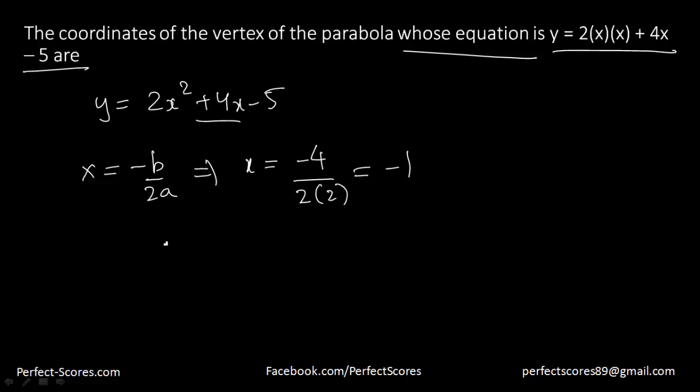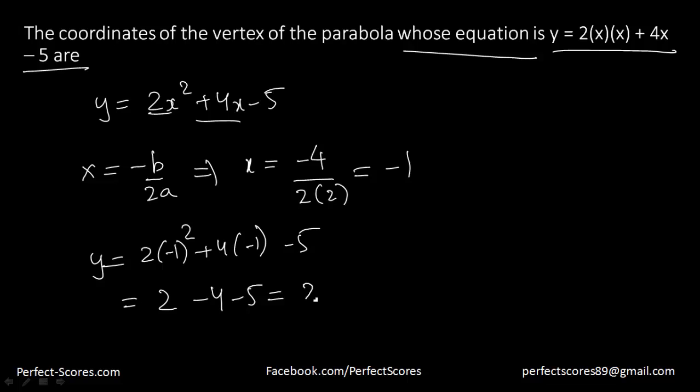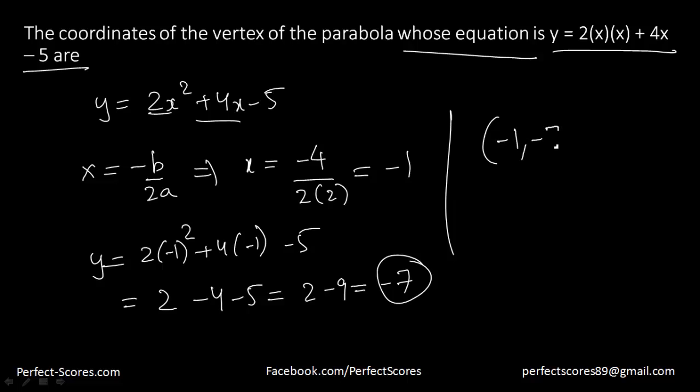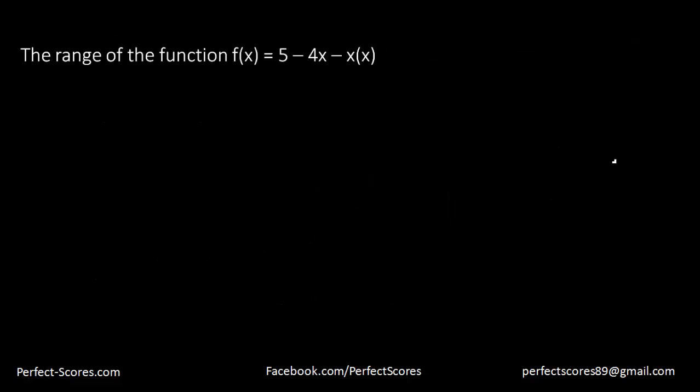And y is going to be equal to 2 into (-1) squared plus 4 into -1 and -5. That is equal to 2, -4 and -5, which is 2 minus 9, that is -7. That means the coordinates of the vertex are -1 and -7. I hope you're understanding this point here, guys. Let's move forward to the next one. This question is asking the range of the value.